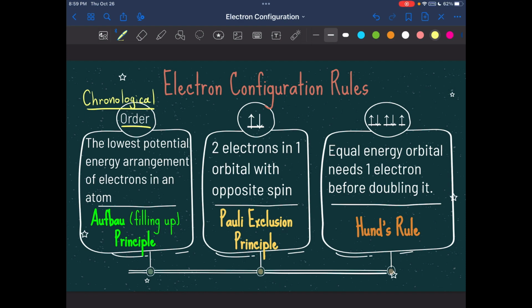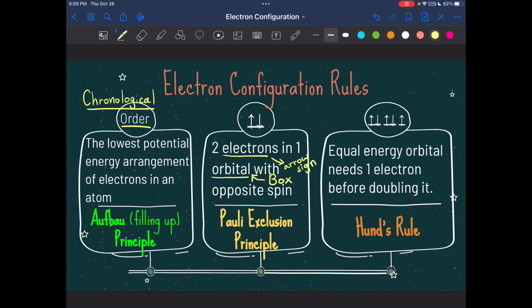Now, if you don't know the following words, such as orbital, I'm going to call that a box. Okay? Let's just call it a box. And electrons in this scenario are going to be the arrow signs. So these are the arrow signs that we're dealing with. Those are what the arrow signs represent: electrons.